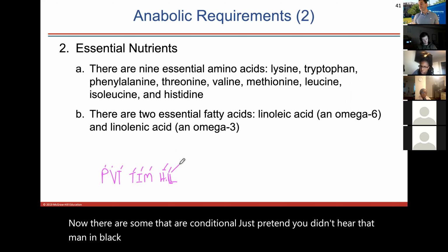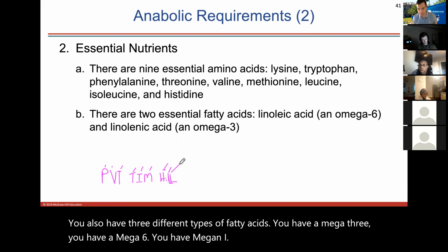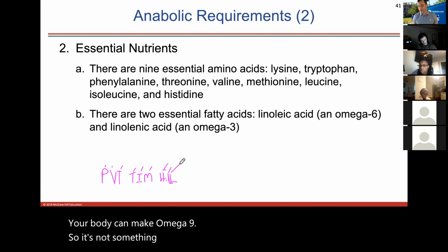You also have 3 different types of fatty acids. You have omega-3, you have omega-6, you have omega-9. Your body can make omega-9. So it's not something that's essential. You don't have to go out and find it and consume it in your diet.